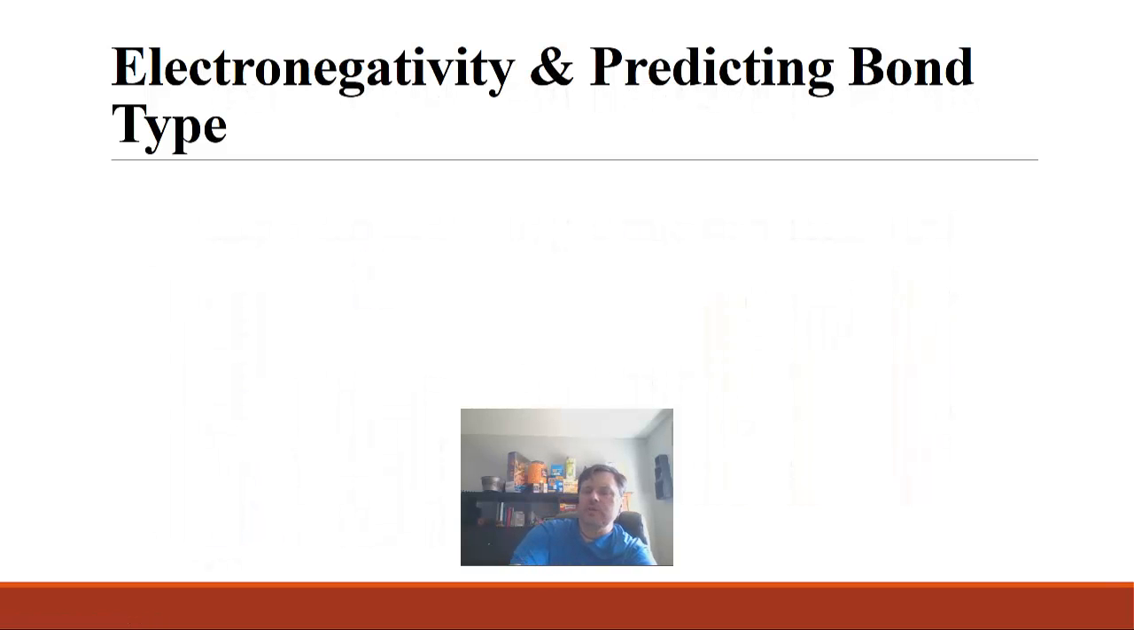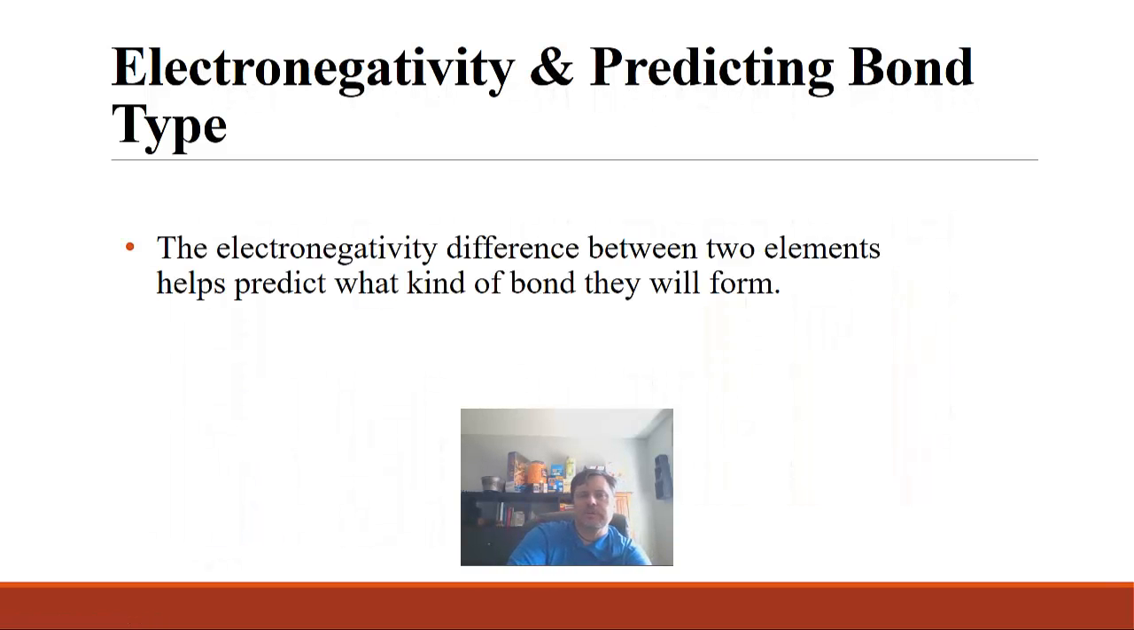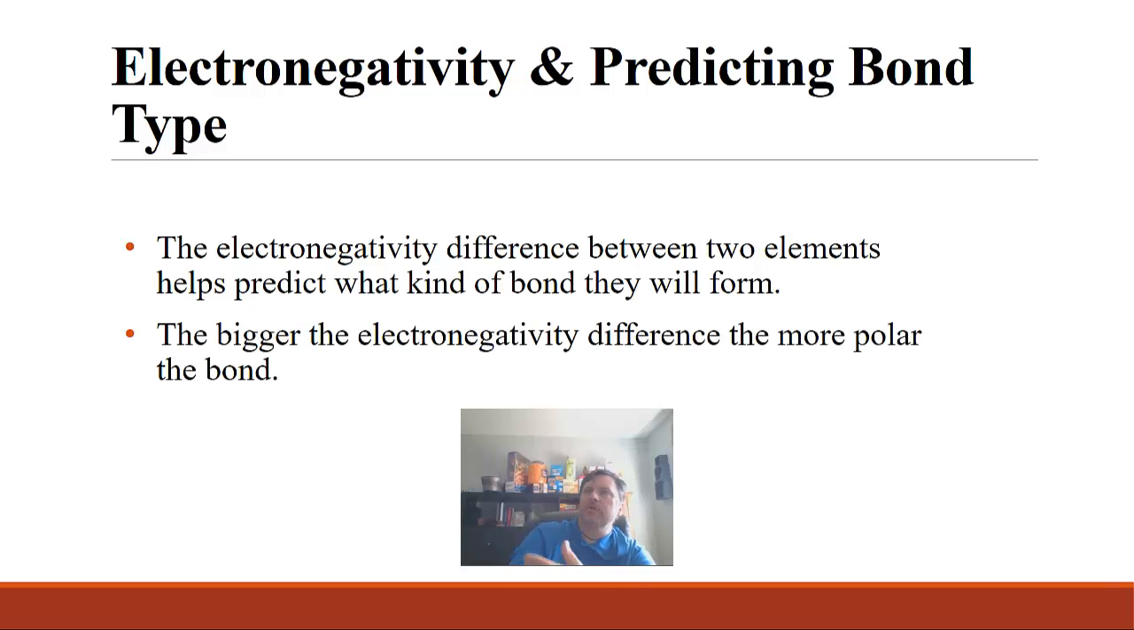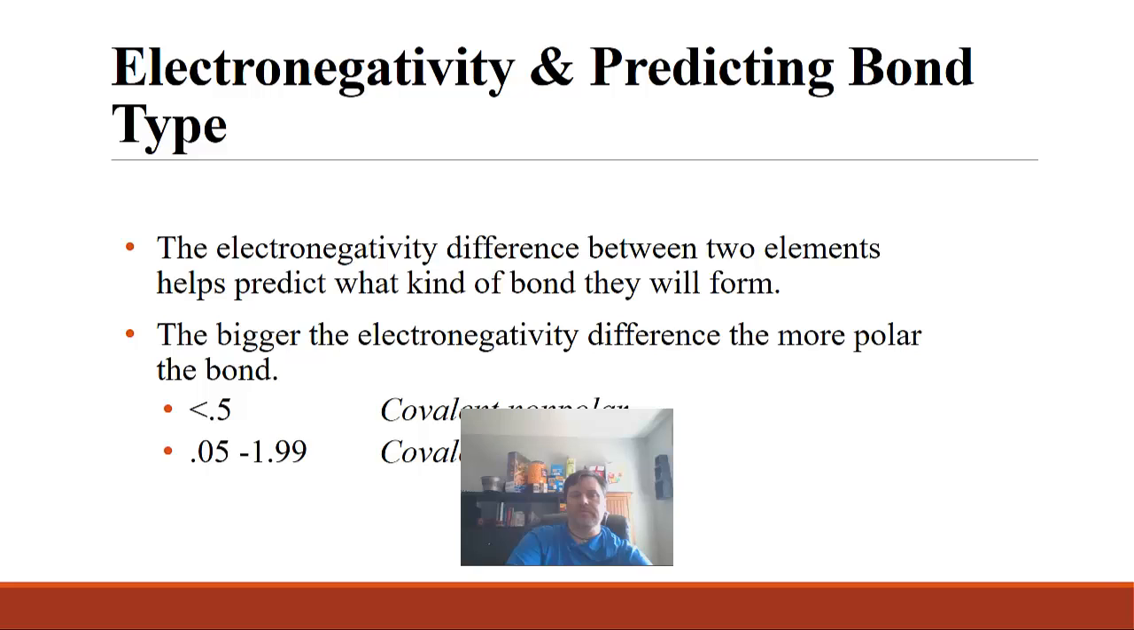Okay, and so we can use these differences in electronegativity to predict bond types, okay? And the bigger the electronegativity difference between them, the more polar the bond is going to be. And so if the difference between them is less than 0.5, we consider it to be covalent nonpolar. If it's between 0.5 and 1.99, or less than 2, it's covalent polar. And if it's greater than 2, it's ionic. Now understand, different references will give you different values. I just looked a bunch of these up. One said 0.2 here, another said 0.4, this 1.7. So these are rough estimates, right?